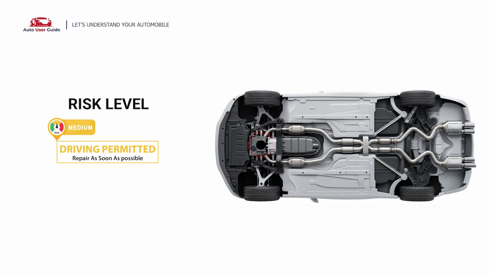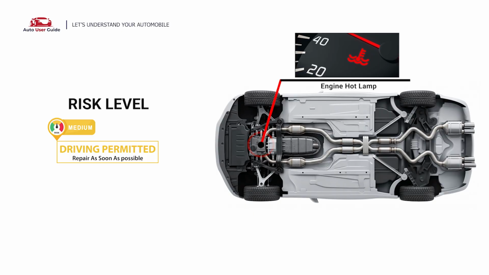This error code indicates that your car's computer, the powertrain control module, PCM, has detected an abnormal voltage or a communication break in the electrical circuit that operates your dashboard's engine overheating warning light. Under these circumstances, short-distance driving is permitted, but your vehicle should be repaired as soon as possible.